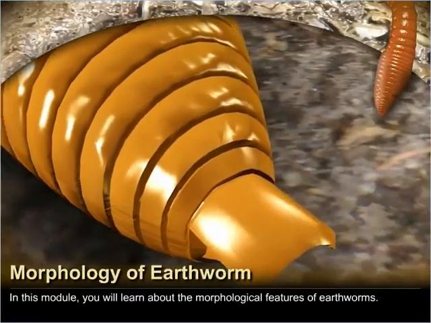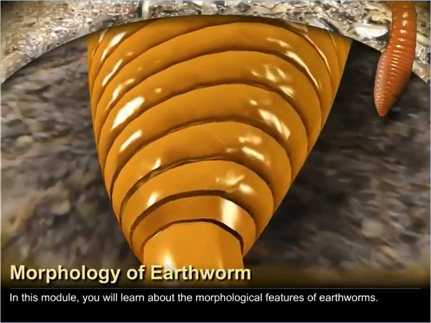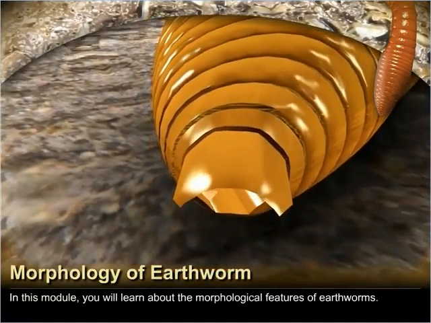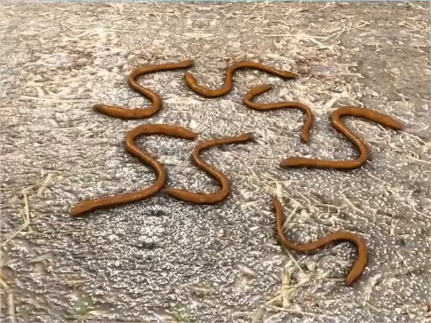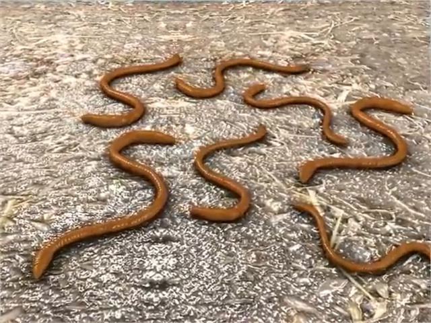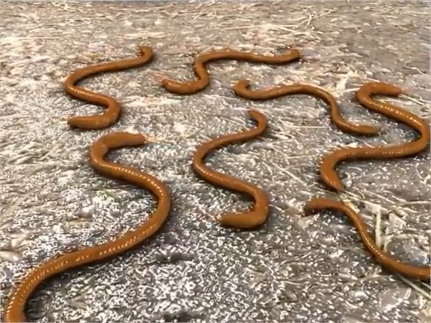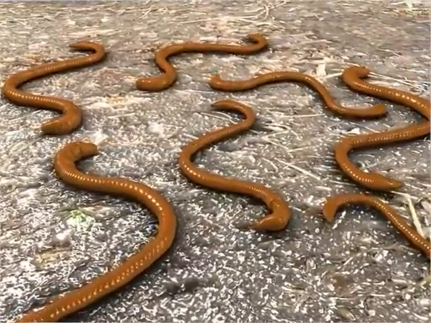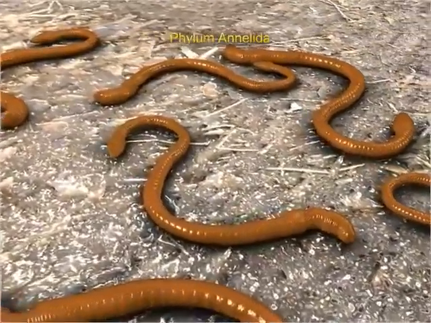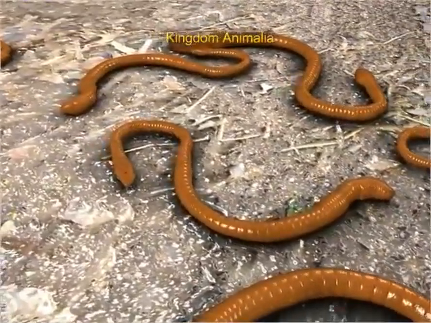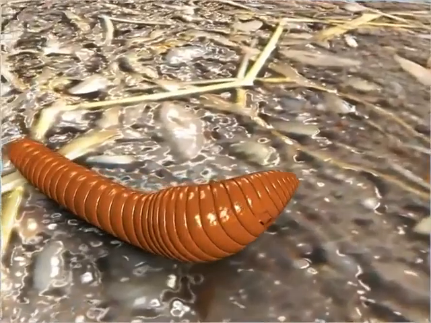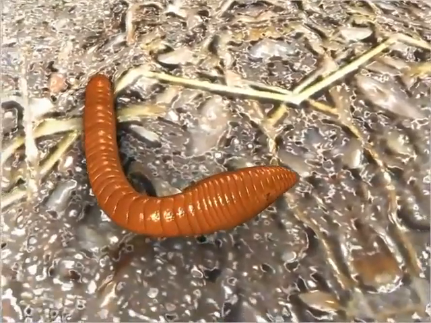Morphology of earthworm. In this module, you will learn about the morphological features of earthworms. In the rainy season, you all must have observed worm-like tiny creatures creeping on the wet soil. These are earthworms. Earthworms are invertebrates belonging to the phylum Annelida of the kingdom Animalia. Earthworms are cold-blooded, nocturnal, and terrestrial organisms that generally live in burrows.